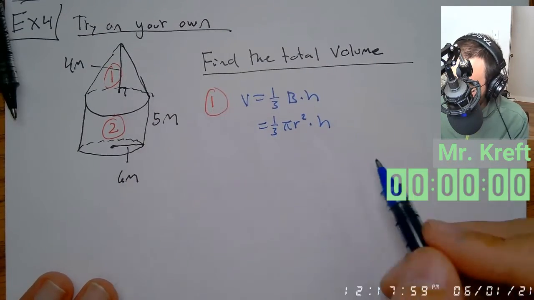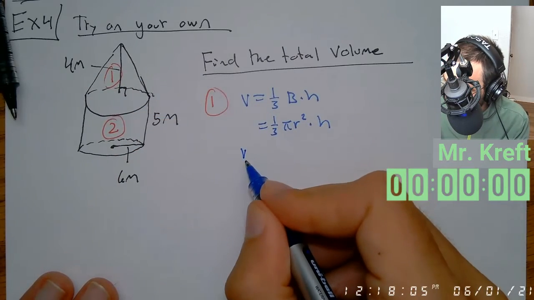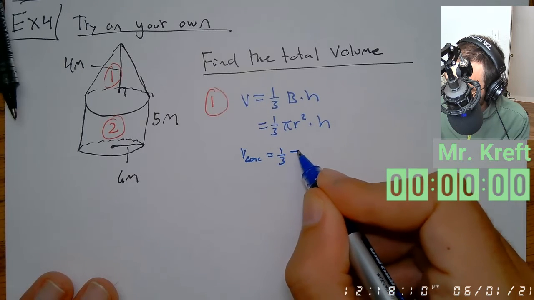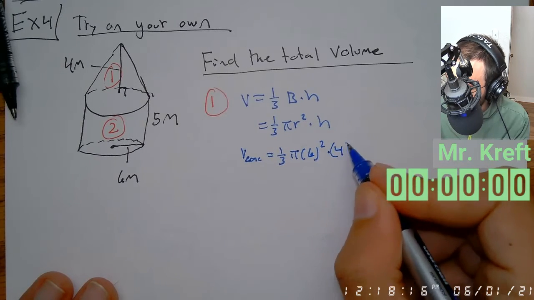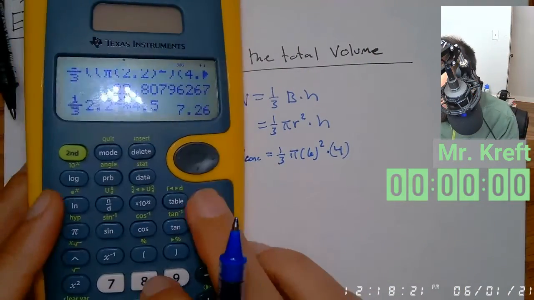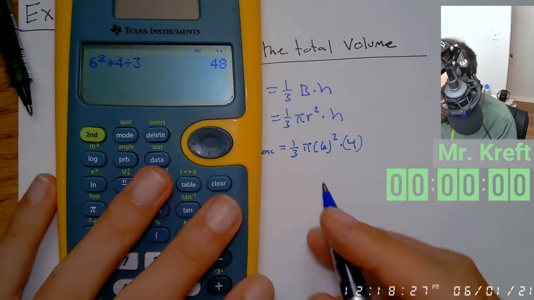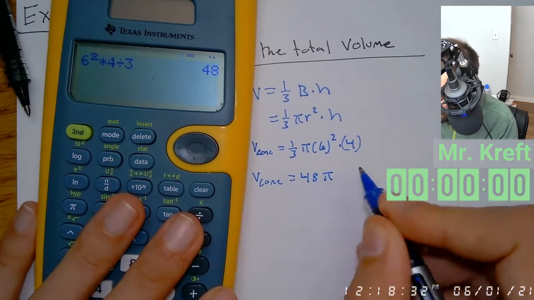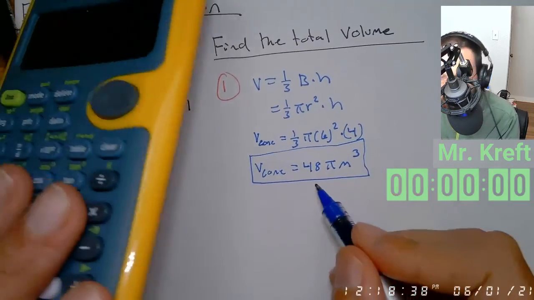So let's see what we have. Now we have to be careful we use the right height. If we're looking at this top one, the height is 4. So the volume of the cone is going to be 1/3 pi. The radius is going to be the same, so 6 squared, and the height is 4. So I type this into my calculator. I'm going to do just the numbers. So if I have 6 squared times 4 divided by 3, I get the volume of the cone is 48 pi meters cubed.